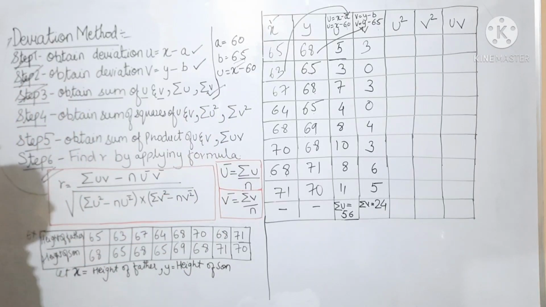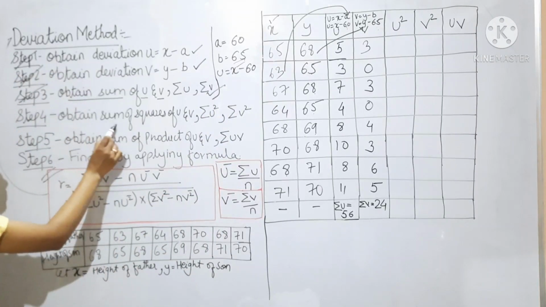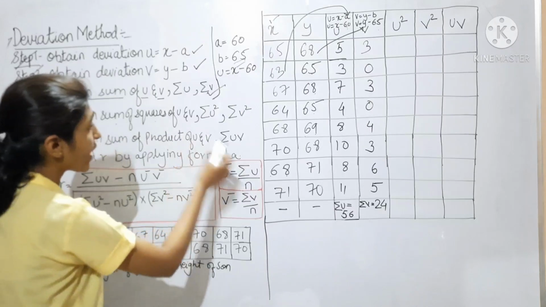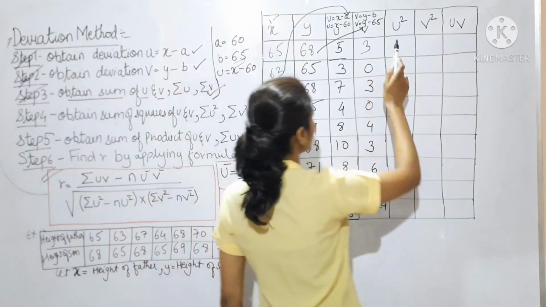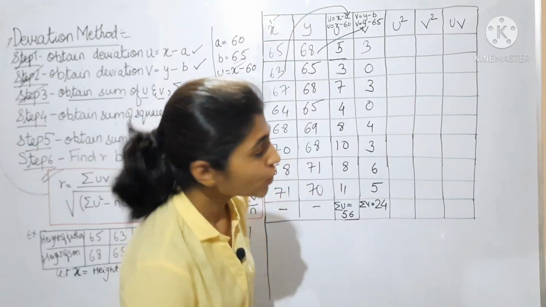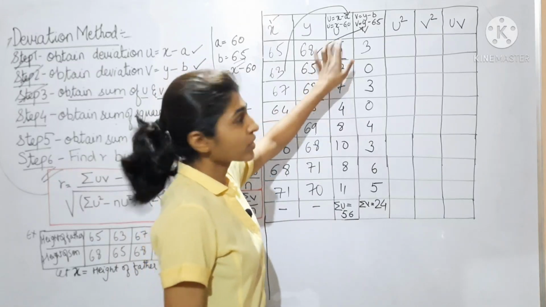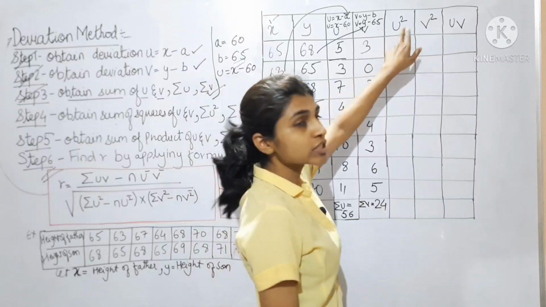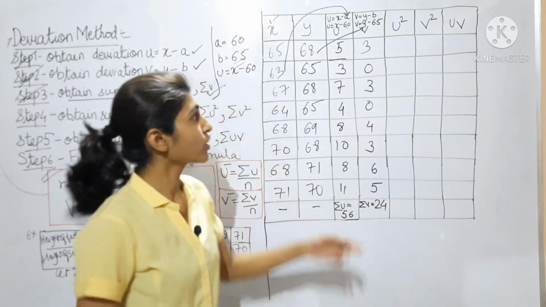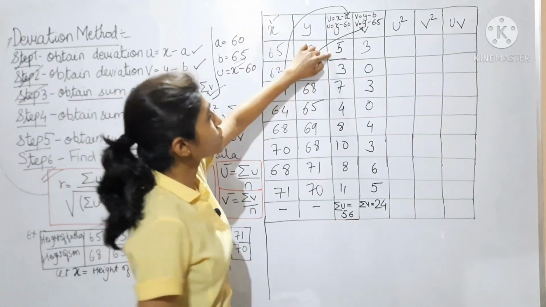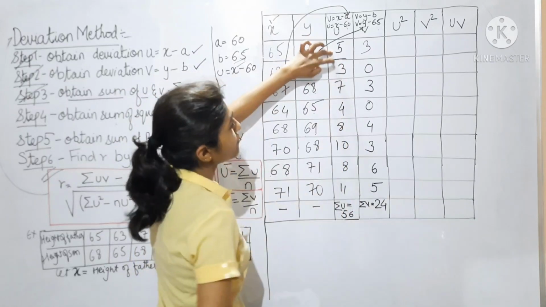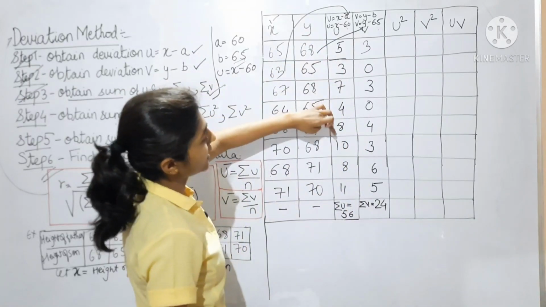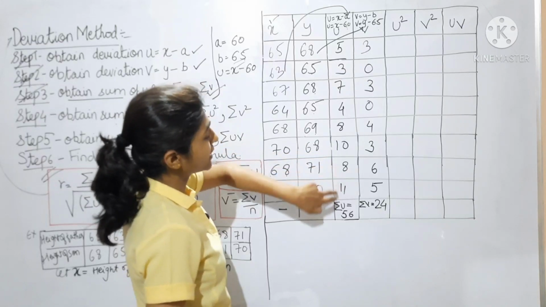Step number 4. Step number 4 is what? Obtain the sum of square of u and v. That is summation of u square. Now you have got the values of u, you have got the values of v also. So it is very easy to find the u square. So u square is what? 5, 3, 7, 4, 8, 10, 8, 11.